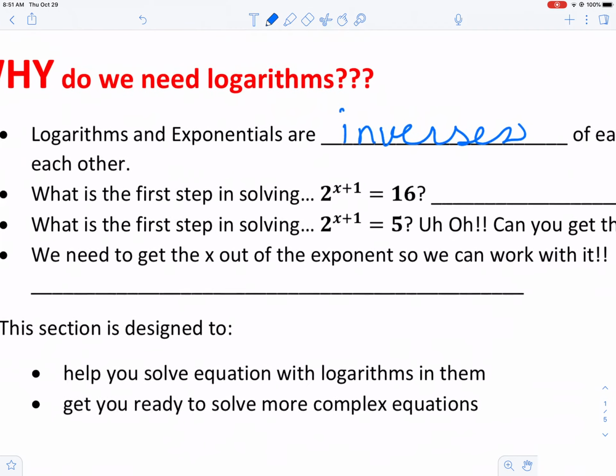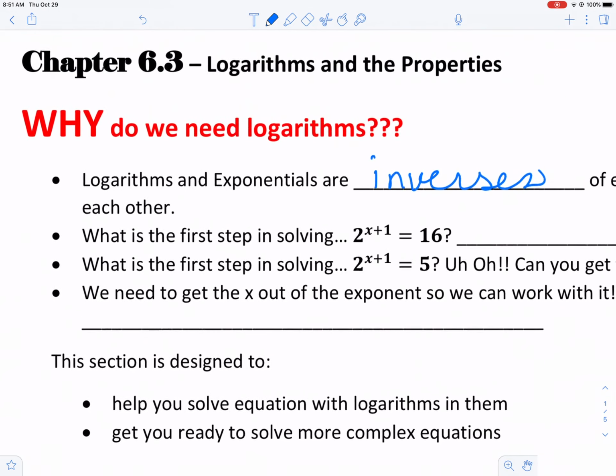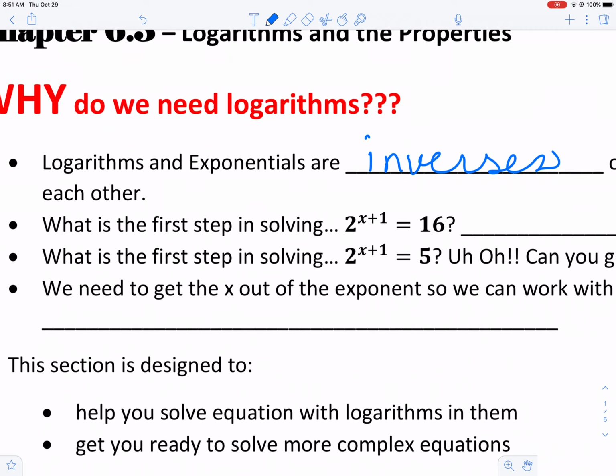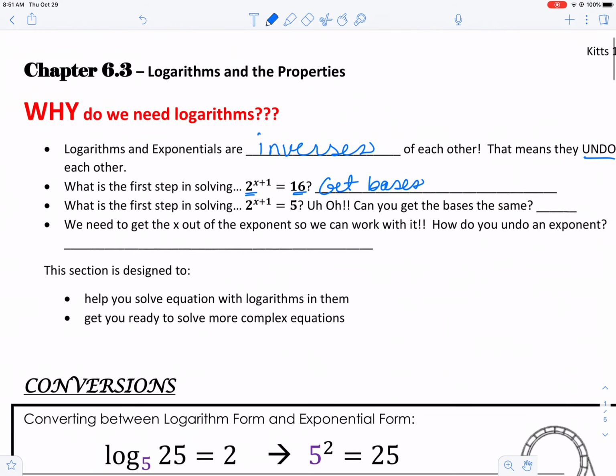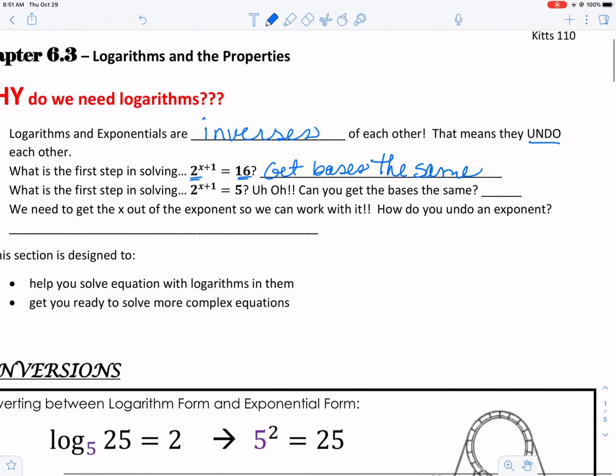We did this in our last class in 6.2. Do you remember what the first step in solving one of these problems is? It was to get the bases the same. Bases the same. Okay? And this one, we can. We would have 2x plus 1 and then 2 to the fourth power, right? And then we would just let the bases cancel each other out. But we have a problem because that was 6.2.